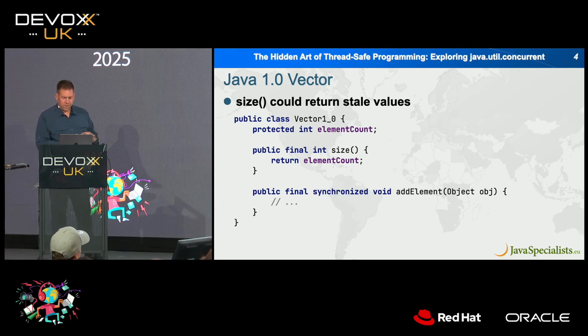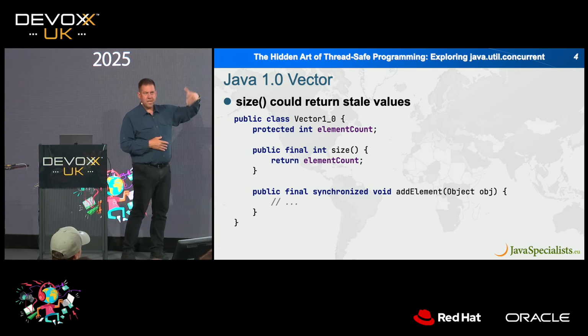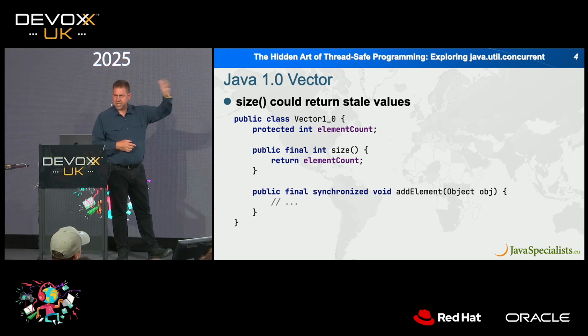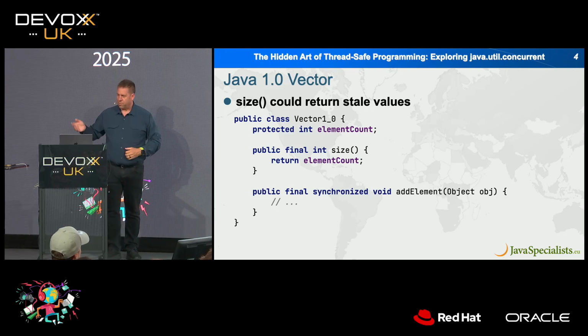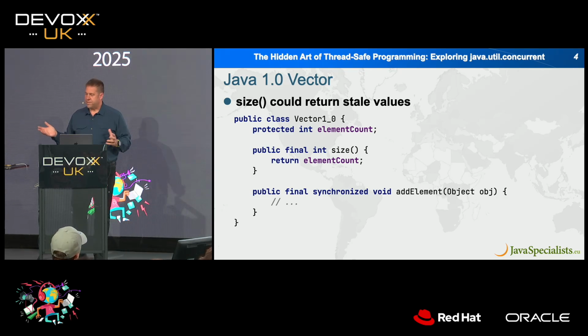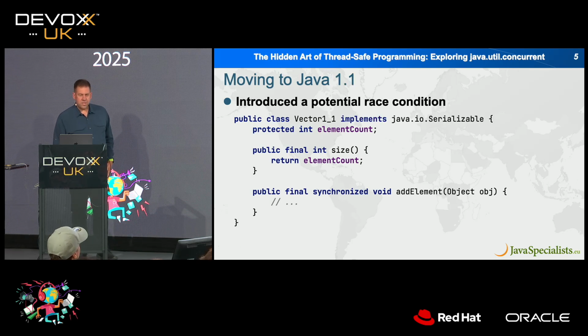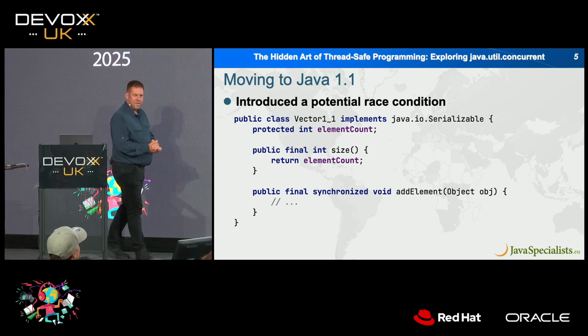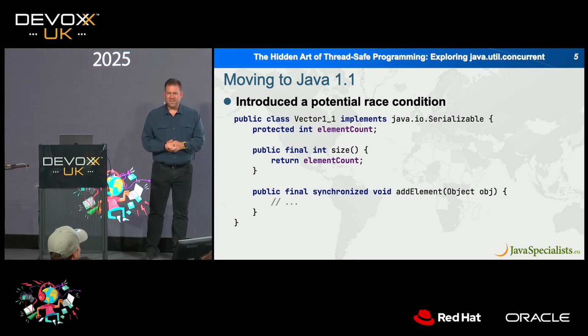And this was Java 1.0. They made the addElement synchronized, but not the size. So what could happen is one thread could read the size, and it would never change, because it cached the value. And another thread would add an element, but the first thread wouldn't see that change. This was Java 1.0. Then in Java 1.1, they introduced a race condition. Who can see the race condition?